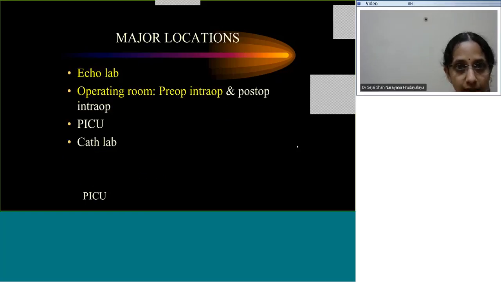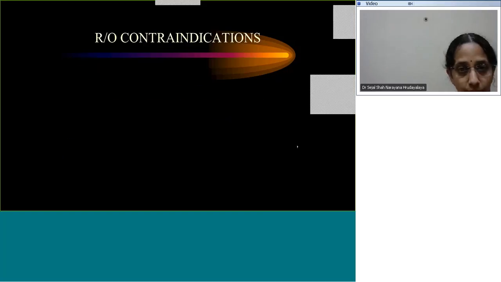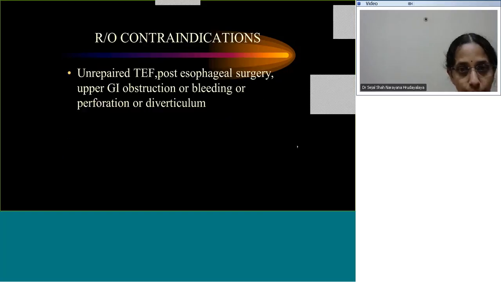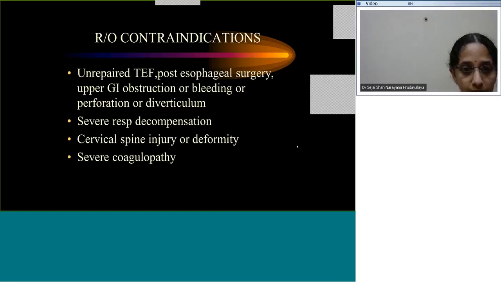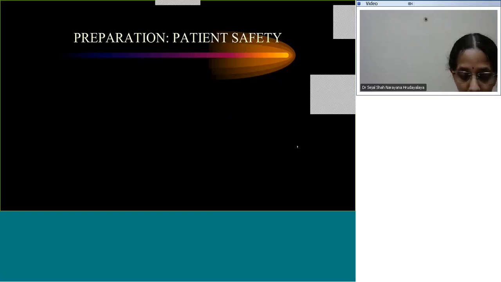So with this understanding, we know that transesophageal echo is performed either in the cath lab, or in the perioperative period in the operating room, or in the post-op cardiac ICU. Major contraindications are usually any issues with the esophagus in terms of bleeding, perforation, or unrepaired tracheoesophageal fistula, or if the child is not in a compensated state, or we have any issues with the cervical spine, or we have altered clotting factors. How do we prepare a child?